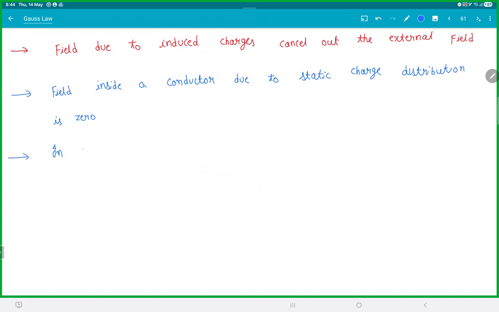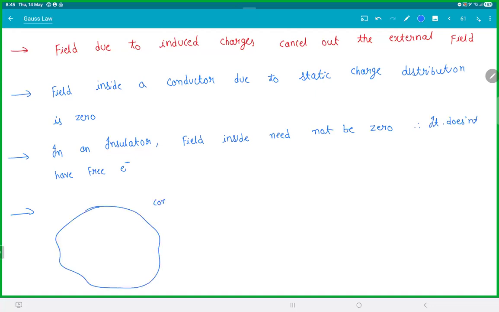Instead of a conductor, if you take an insulator, the field inside need not be zero. It will actually be less, but it won't be zero. We will talk about that later on in capacitors, that's the next chapter. Basically, it doesn't have free electrons, so the story we said, where the electrons will go and separate, won't happen.